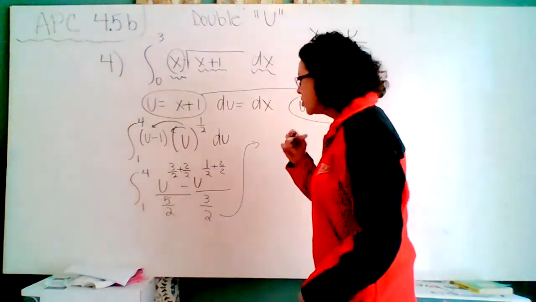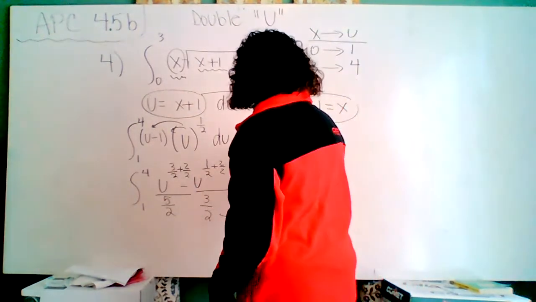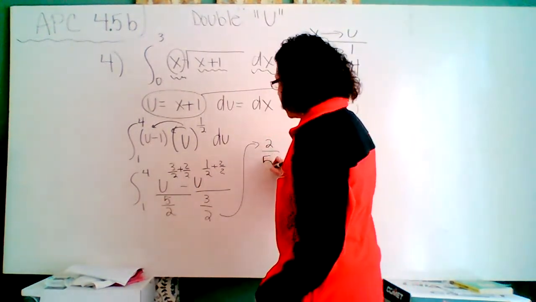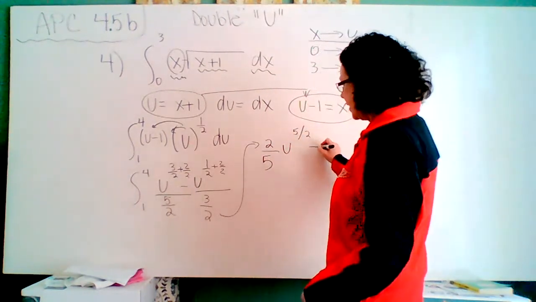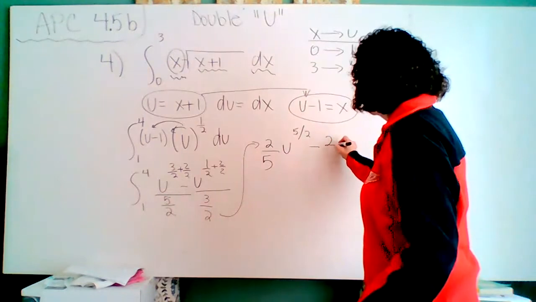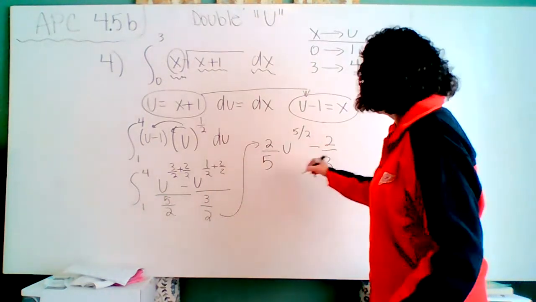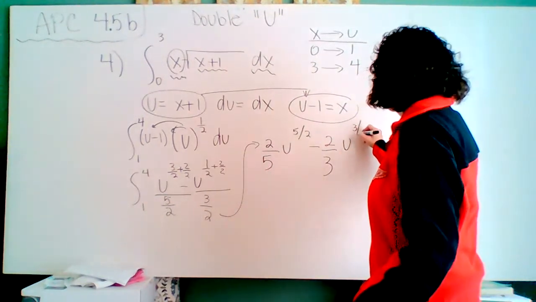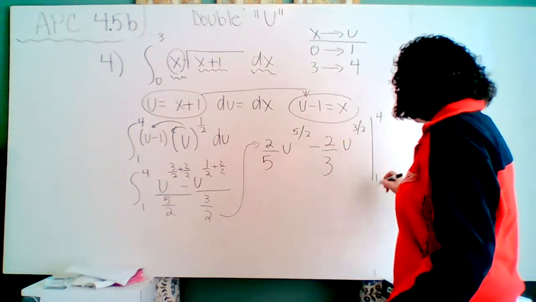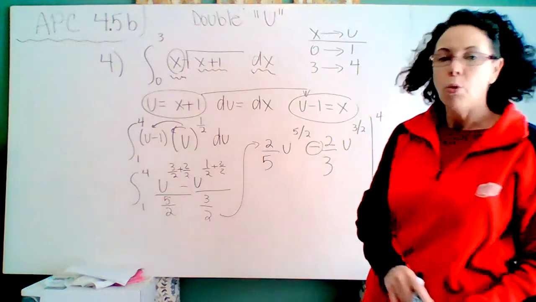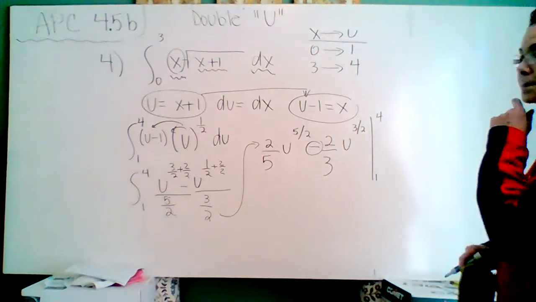There we go. So my integration will be 2/5 u to the 5/2 minus 2/3 u to the 3/2. And I am evaluating that from 1 to 4.